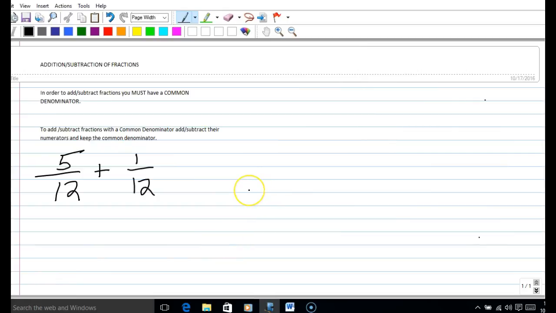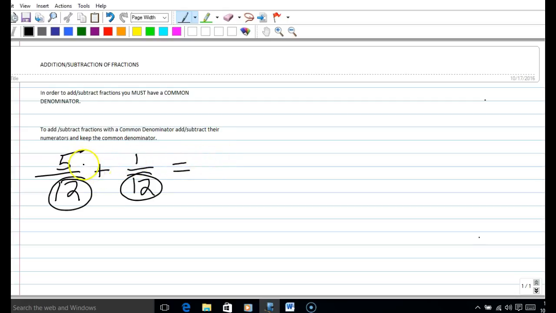To add or subtract fractions, you must have a common denominator. Here we have a common denominator of 12. Life is good when it comes to adding or subtracting fractions if you have a common denominator. Because if you have a common denominator, to add or subtract fractions, all you do is add or subtract their numerators, whichever the case may be.